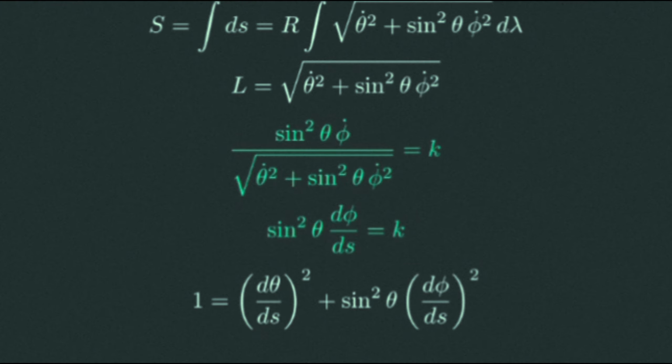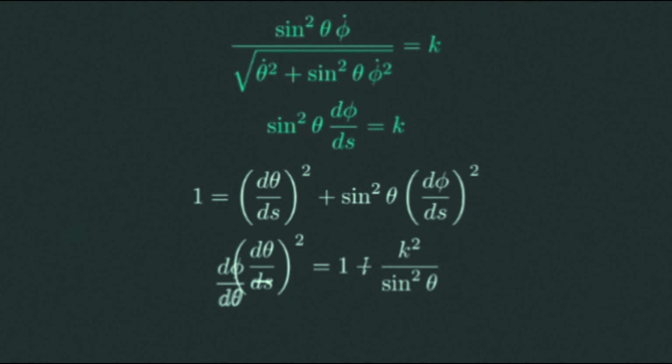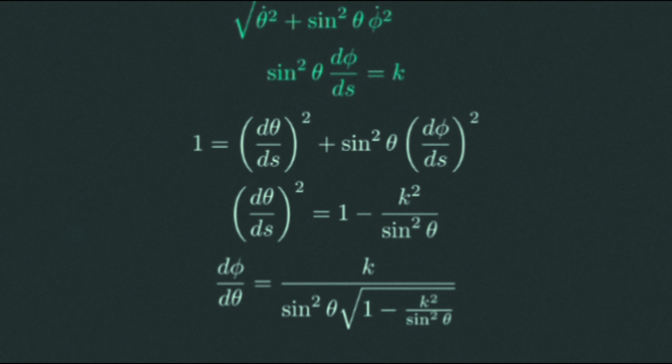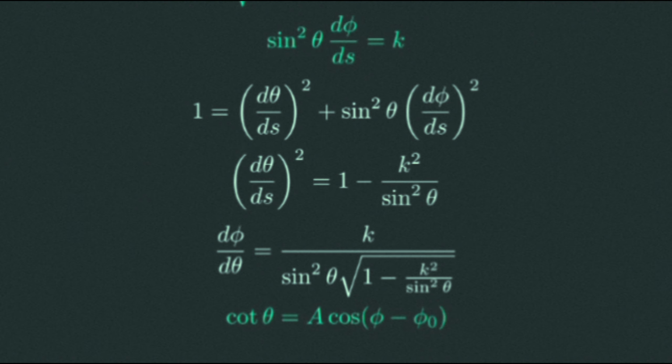Now we combine these equations to eliminate d phi over ds. Solving for d phi over d theta gives a first-order differential equation. We get d phi over d theta equals k divided by sine squared theta times the square root of 1 minus k squared over sine squared theta. Integrating this differential equation yields the geodesic equation. The result can be written as cotangent theta equals a times cosine of phi minus phi naught, where a and phi naught are constants fixed by the 2 endpoints.